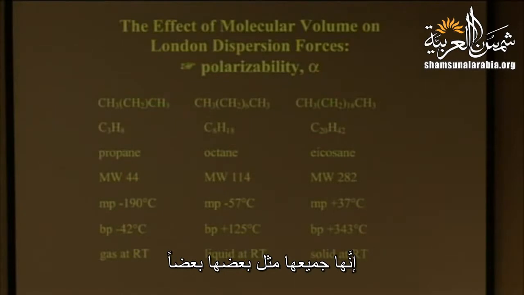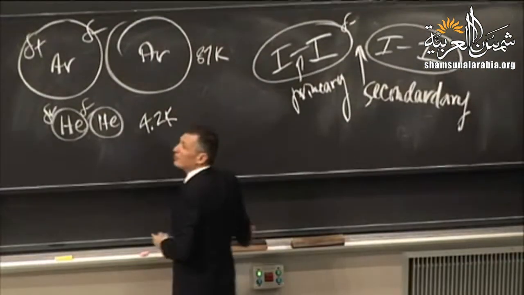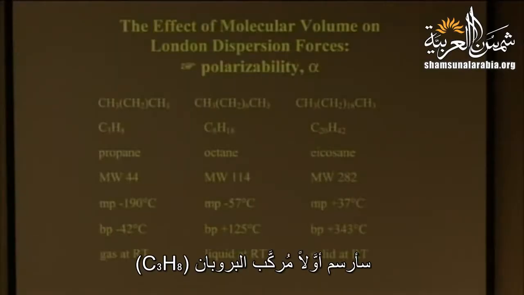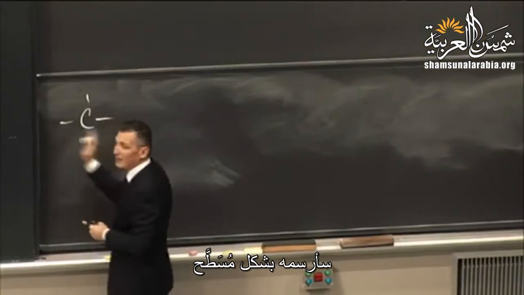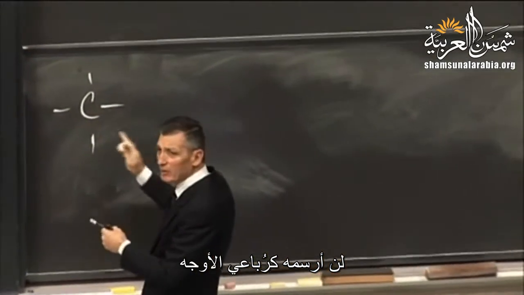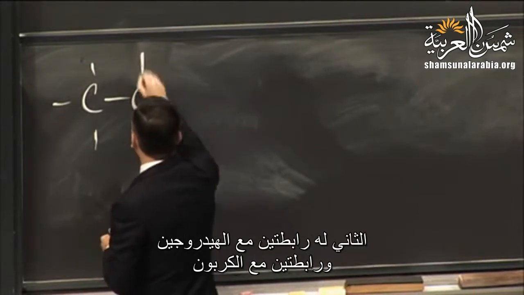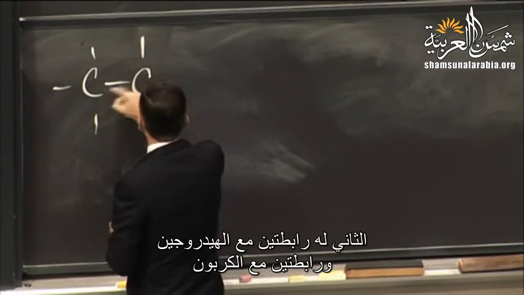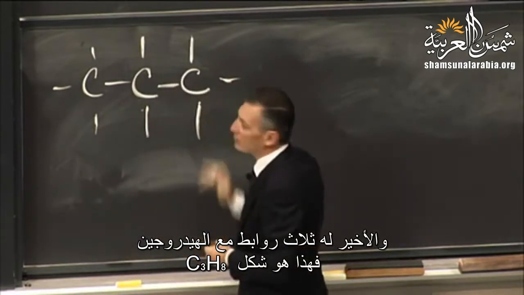So they're all the same. They look like this. CH is sp3 hybridized. So what is that? C3H8. So you have 1, 2, 3, 4. There's hydrogen, hydrogen, hydrogen. And the fourth one, I'm going to make it flat instead of trying to make a tetrahedron. So 1, 2, 3 hydrogens. The fourth one is carbon. 1, 2 hydrogens, carbon, carbon. 1, 2, 3 hydrogens. So this is C3H8.